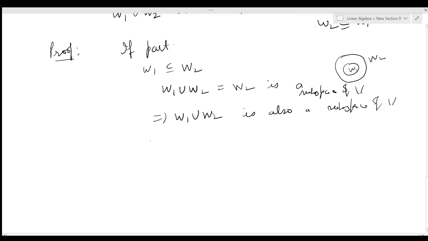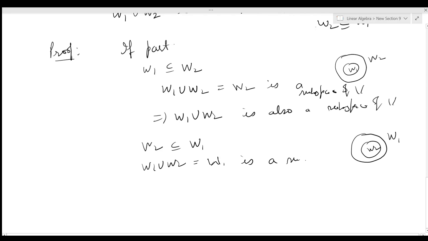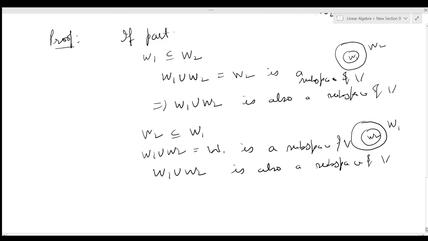Now secondly, if W2 is a subset of W1, like this, if your W1 is this and W2 belongs to W1, so their union W1 union W2 is equal to W1, which is a subspace of V, which implies W1 union W2 is also a subspace. So we prove here the if part. Now we have to prove the only if part.